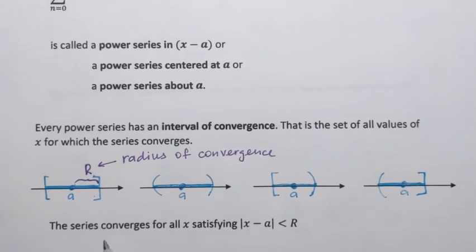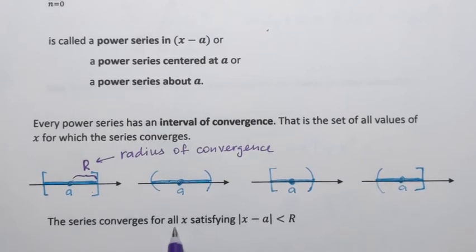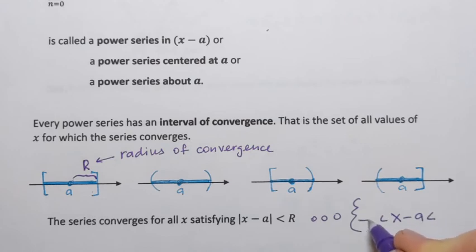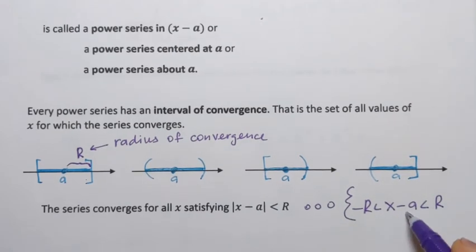This is how we can describe this all algebraically. We can say that the series converges for all x satisfying the following inequality: the absolute value of x minus a is less than R. Remember, that's the same as saying that x minus a is between negative R and R. But now if I solve for x, if I add a to each side, then I'll find that x is between a minus R on the left and a plus R.